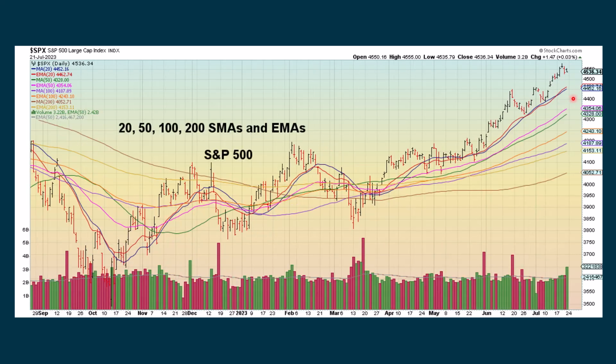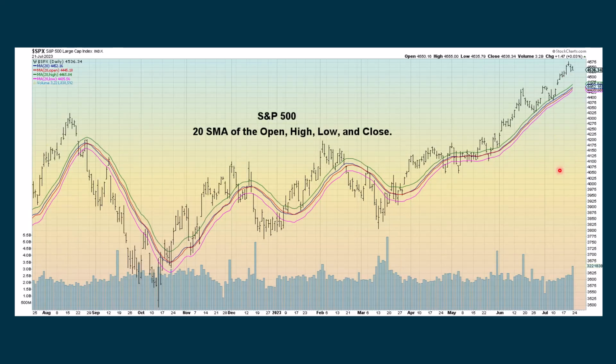The same thing is true with the moving average tree, where we have lots of different moving averages on here. We're above all of the averages that are plotted on this chart, so I haven't been showing it. Then I also take a 20 period simple moving average of the open, high, low, and close. Sometimes this can act as support when we're going up. Other times it can act as resistance when we're going down. We're far away, so I haven't been showing that chart.